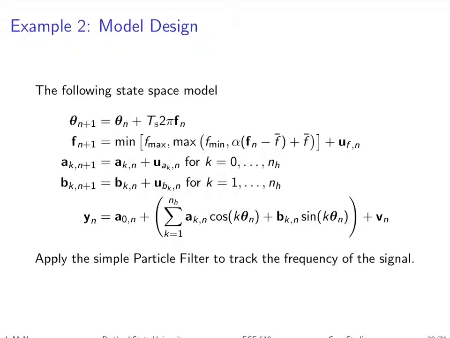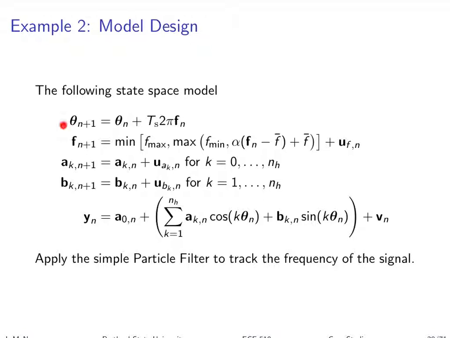And then, as you saw in the example of the UKF, I've got coefficients, basically the Fourier series coefficients in the trigonometric form, for tracking the morphology of the signal. And I used a particle filter in this case rather than the unscented Kalman filter to do the tracking. So this is the process model. This is a measurement model.